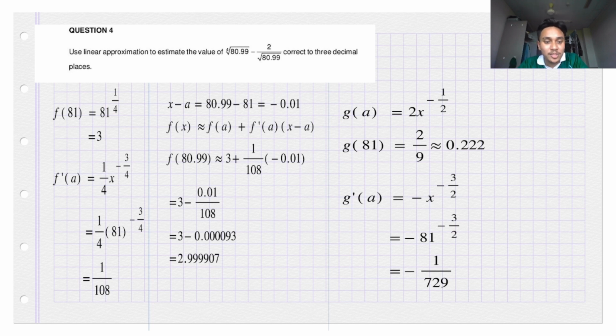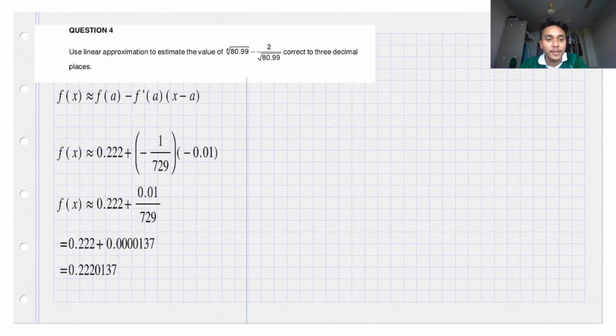So we're going to change it into decimals. 3 minus 0.0000093. We're going to get 2.999907. After that, we're going to do the same to the second equation. So we're going to put the g, we're going to put the equation, and we put the new number. So we're going to get 2 over 9 equals 0.222. So we're going to put it into the formula for the g prime a. So we're going to put the formula for g prime a, and we're going to put the 81 as x. So we're going to get negative 1 over 729.